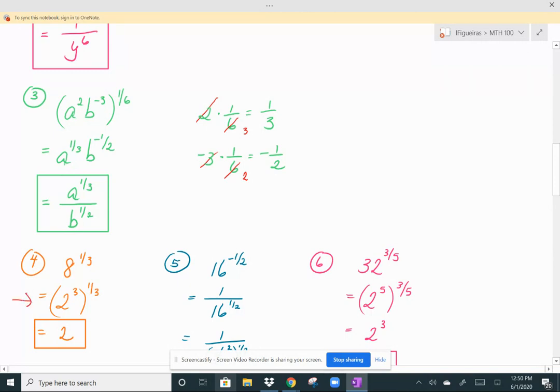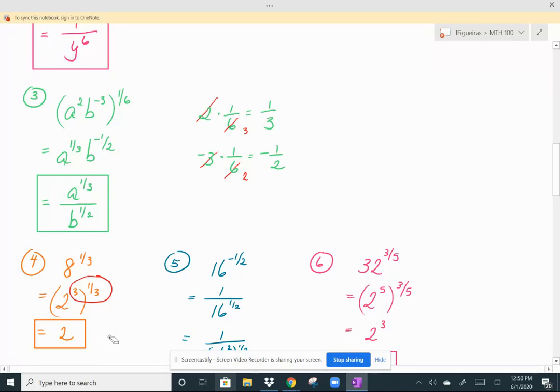8 is 2 to the 3rd power because 2 times 2 times 2 is 8. And now that I write it like this, I can use rule number 3 because I can multiply my exponents. 3 times 1/3 is 1, so 2 to the 1st power is just 2. And that's your answer right here.